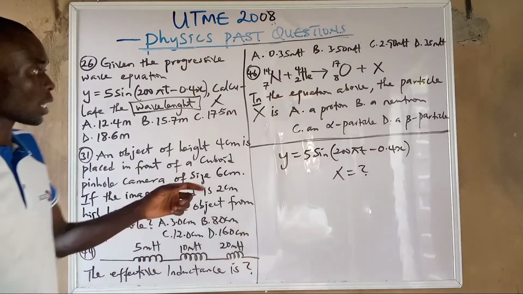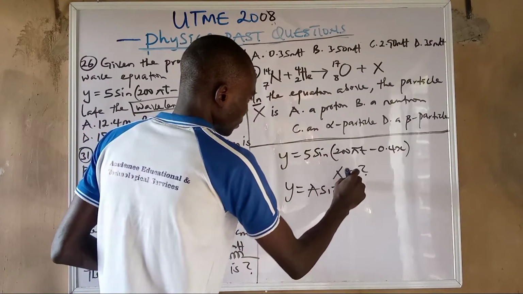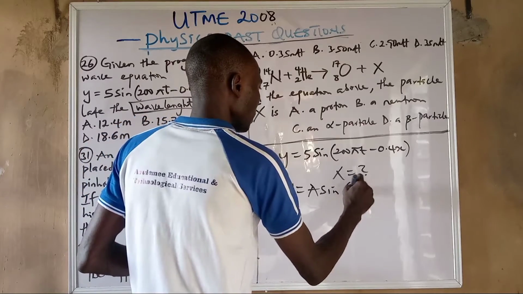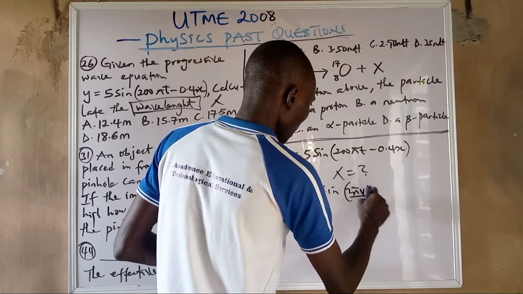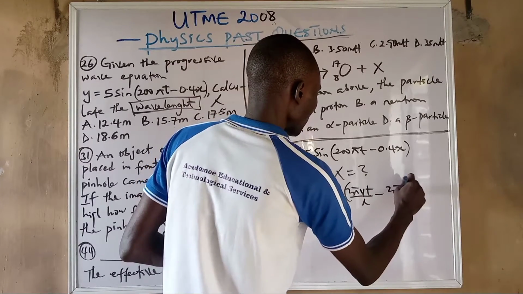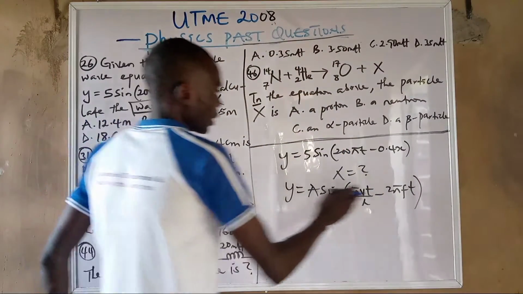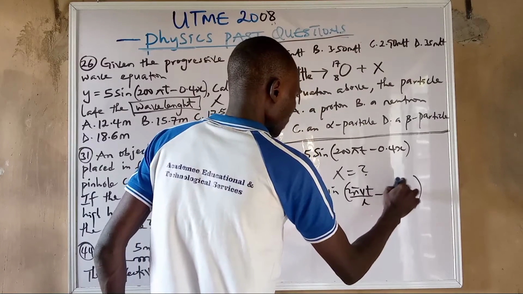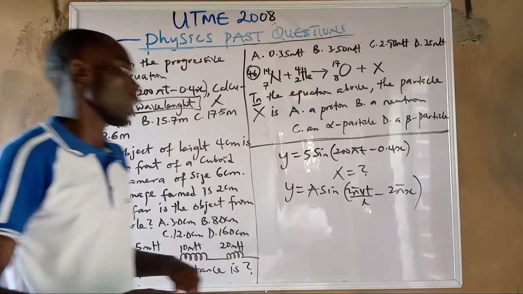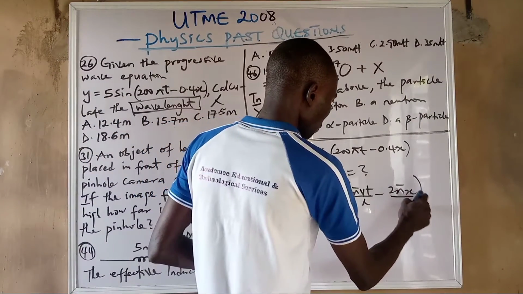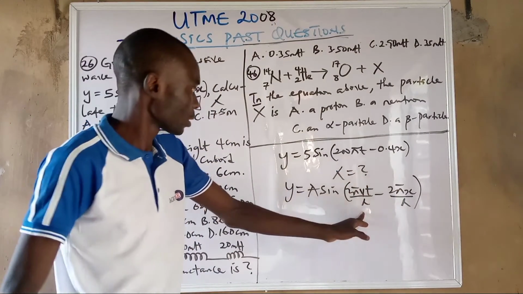Now you will recall that the general wave equation, to put this side by side, is a sine of 2 pi x over lambda minus 2 pi ft, or 2 pi vt over lambda.